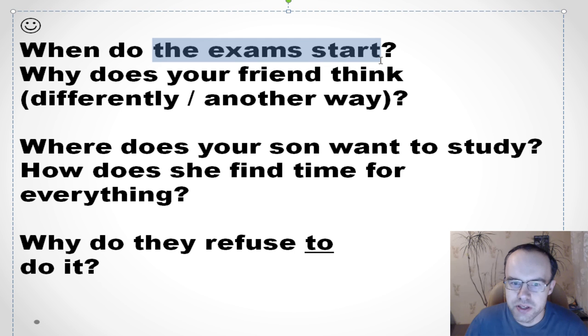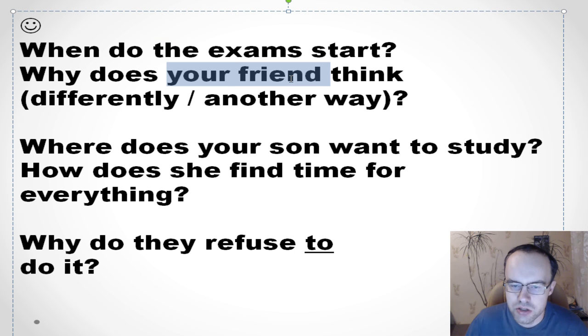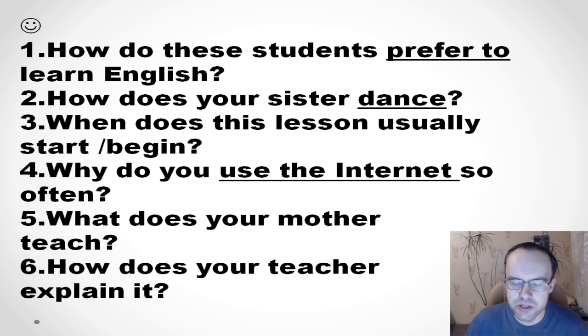Why does your friend think differently? Or why does your friend think another way? Your friend, he or she. So we use does he, does she. Where does your son want to study? Your son means he. How does she find time for everything? And why do they refuse to do it? Yeah, just know that we usually put to between two verbs. Refuse to do it. Why do they refuse to do it? Okay, you know these rules, and I prepared more sentences, more examples, especially for you for more English grammar and speaking practice, so you can listen and repeat.